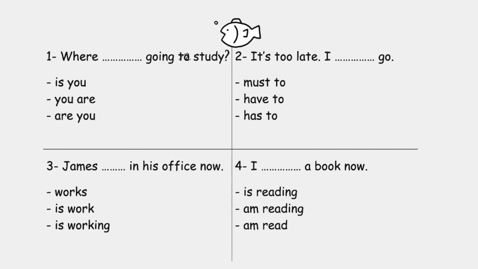Where blank going to study? Is you, you are you. Is you is wrong because you doesn't take is. You takes are, but in a normal sentence, you are going to study. And a full stop here. Normal sentence, not a question.